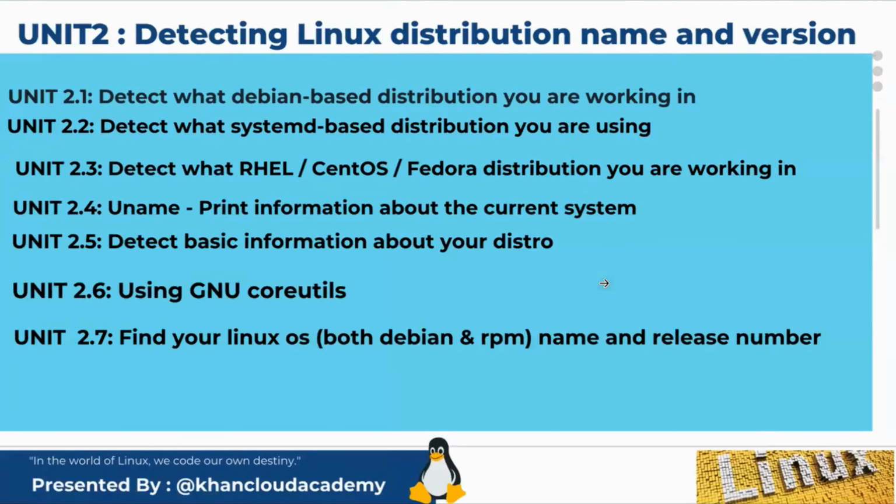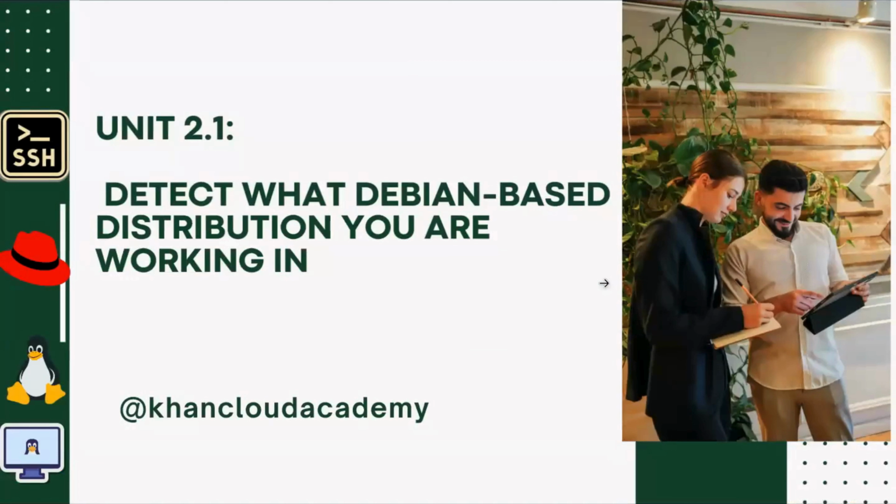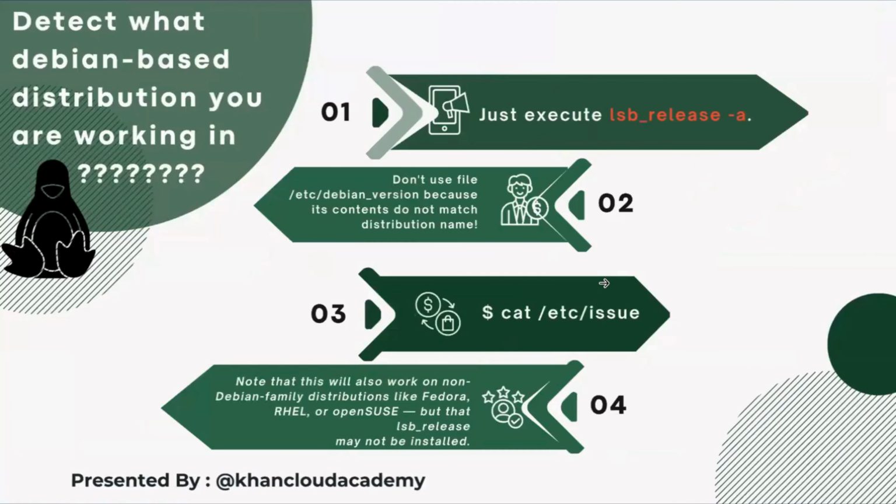So in Unit 2, detecting Linux distribution name and version, we are going to cover about 7 topics. Our first topic is detecting what Debian-based distribution you are working in. Suppose we are working in a Linux environment and we don't know which distribution is installed. How are you going to check this?